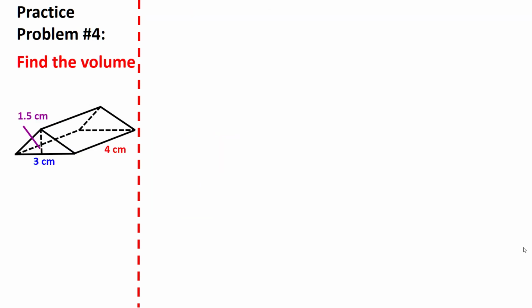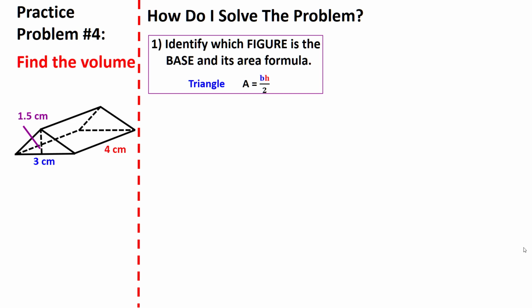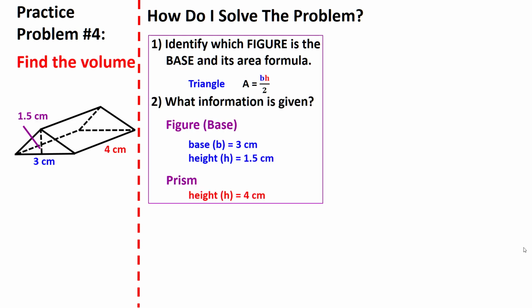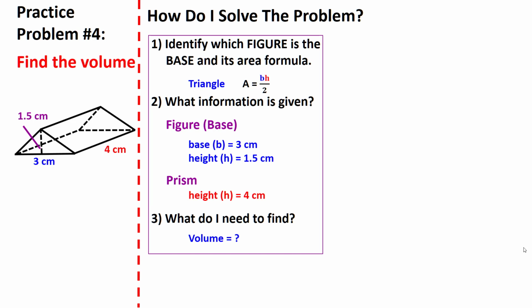Problem 4. Find the volume. How do I solve the problem? First, I identified which figure is the base and its area. For this prism, the base is the triangle. Second, I write down the given information. For the base, which is a triangle, the base is 3 and the height is 1.5. The height of the prism is 4. What do I need to find? I need to find the volume.